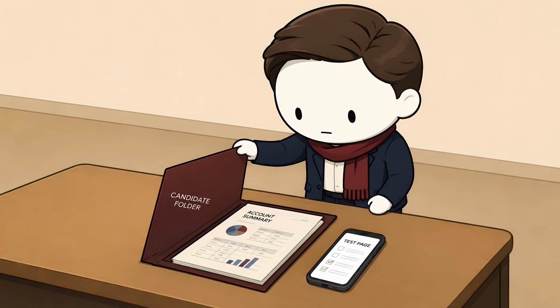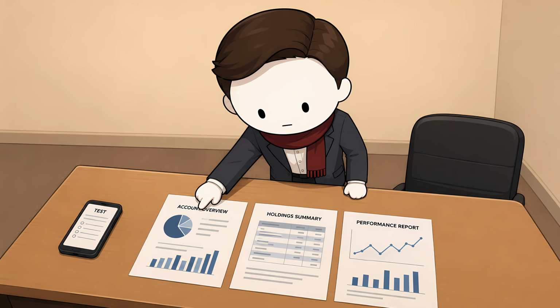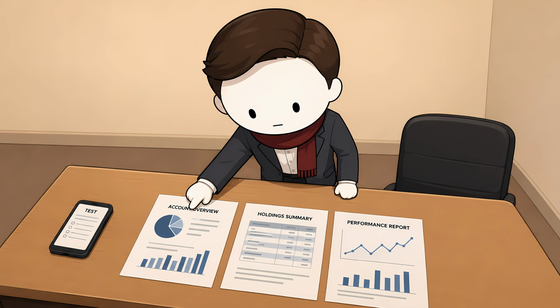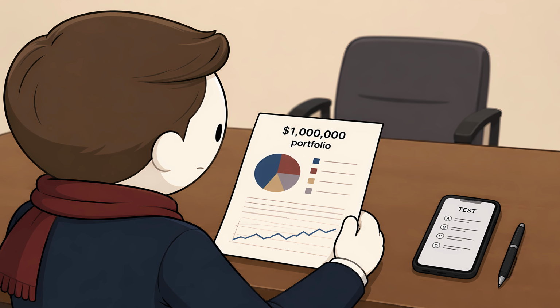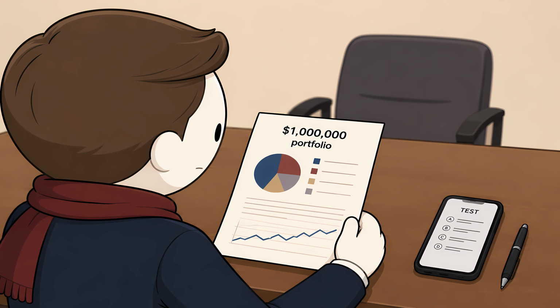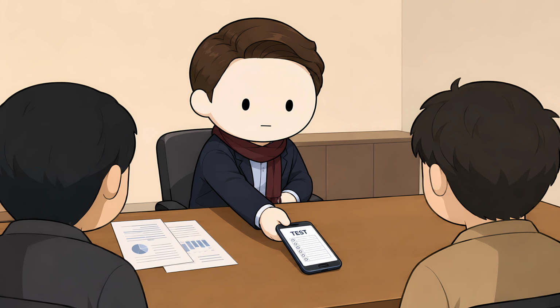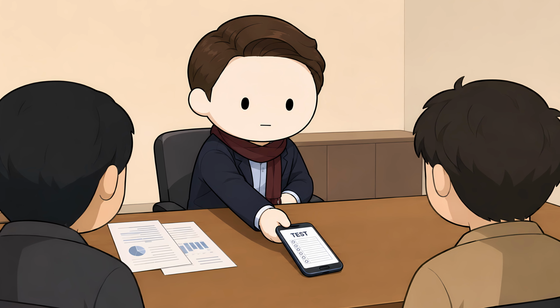You open the candidate folder on the case table. Inside the fund office, you spread 3 printed account sheets. On the first printed account sheet, you read $1 million portfolio. You push the phone with the test page toward the candidate.